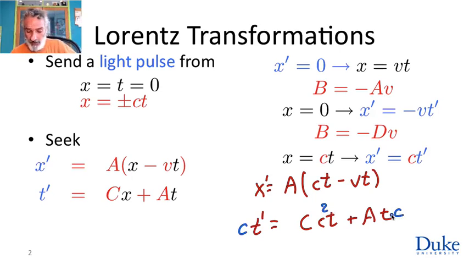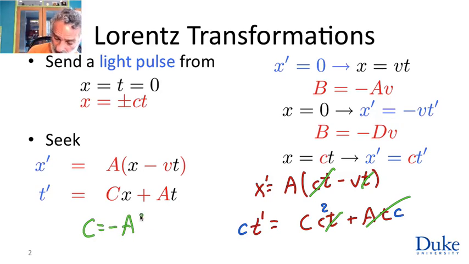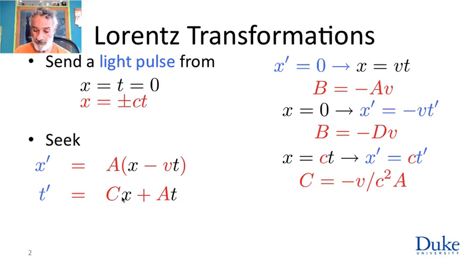And now I see that when I set this equal to that, the act terms agree, so I can cross them out. The leftover pieces should agree with each other, so negative a times v times t should be c times the square of c, the speed of light, times t. Again, I can cancel off the t's, and I find that c is equal to negative a times v over c squared. Aha! That nails everything in terms of this one coefficient a, so let's write all that out.